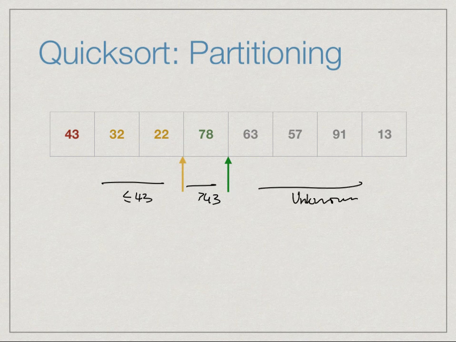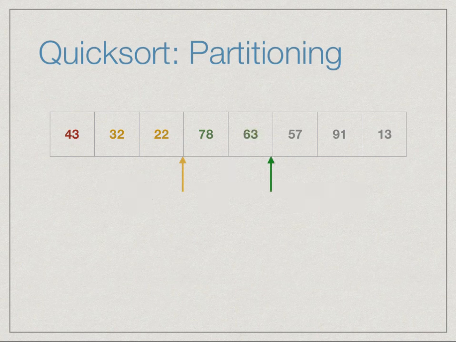So we continue in this way. Now we look at 63. Again 63 extends the green zone. 57 extends the green zone. 91 extends the green zone. Now we have to do something when we find 13. 13 is an element which has to be put into the yellow zone. One strategy would be to do a lot of shifting. We move 13 to where 22 is, or after 22, and we push everything from 78 onwards to the right. But actually a cleverer strategy is to say that 13 must go here.